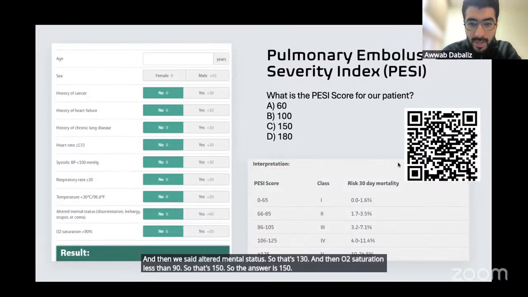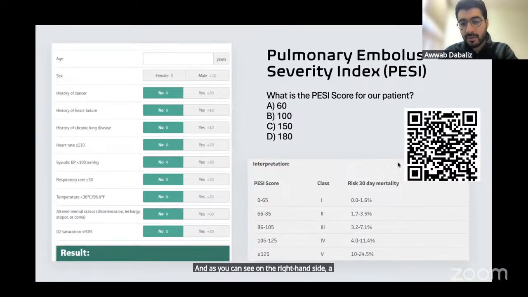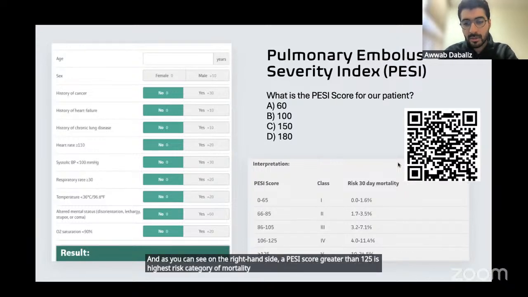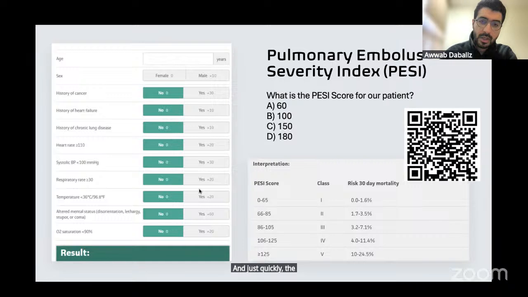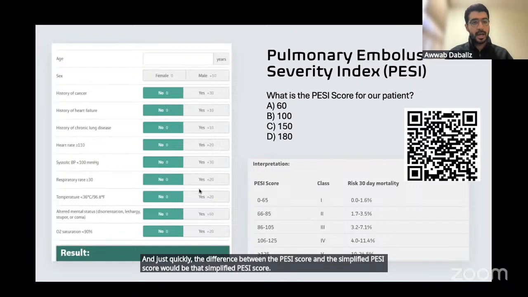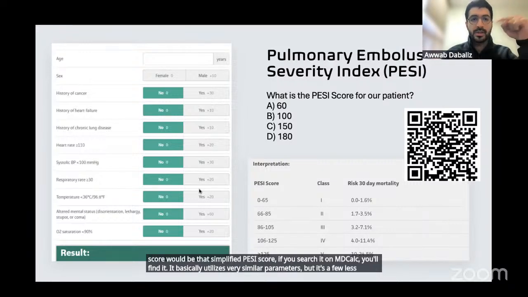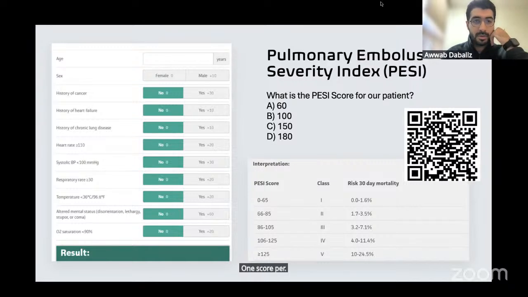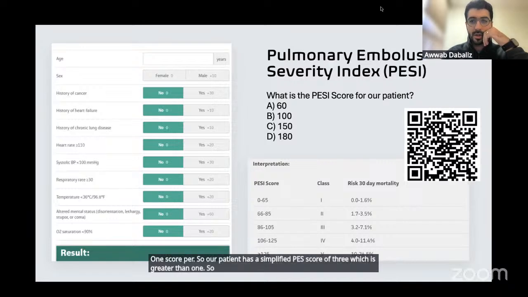And as you can see on the right-hand side, a PESI score greater than 125 is the highest risk category of mortality, and that's associated with up to 10 to 24.5% mortality at 30 days. And just quickly, the difference between the PESI score and the simplified PESI score is that the simplified PESI score, if you search it on MDCalc, you'll find it, utilizes very similar parameters, but it's a few less, and it's one point per parameter. So our patient has a simplified PESI score of 3, which is greater than 1. So that's just another consideration.